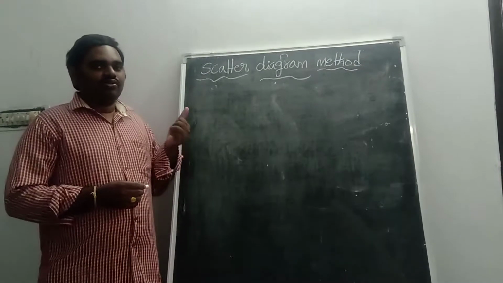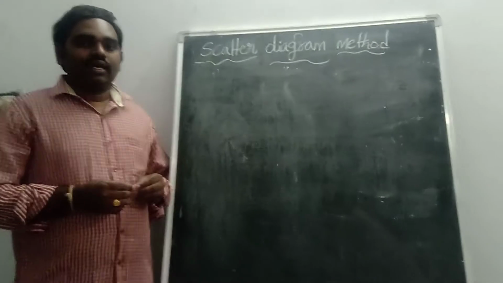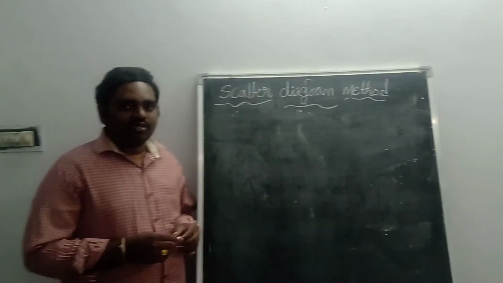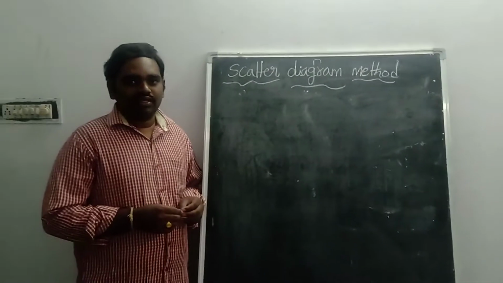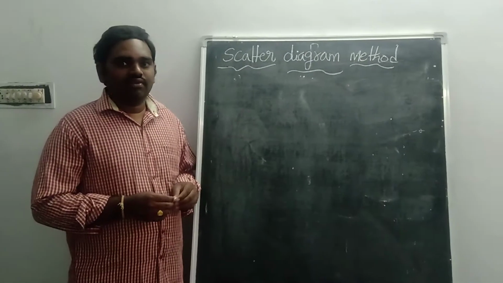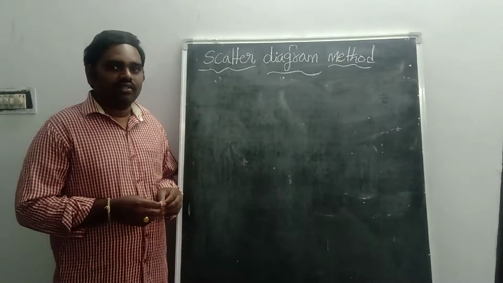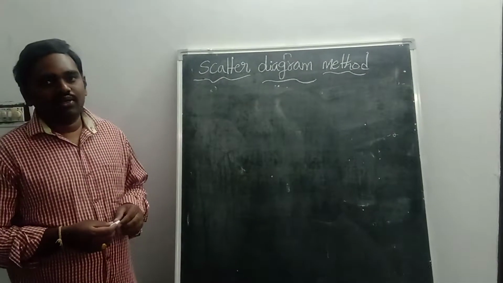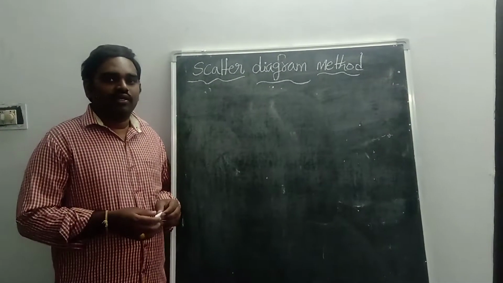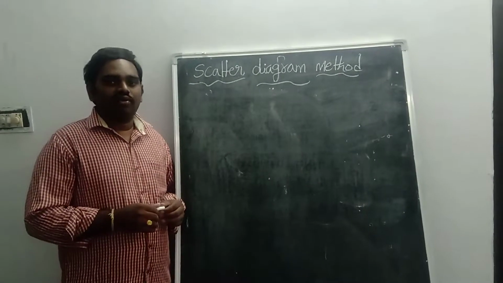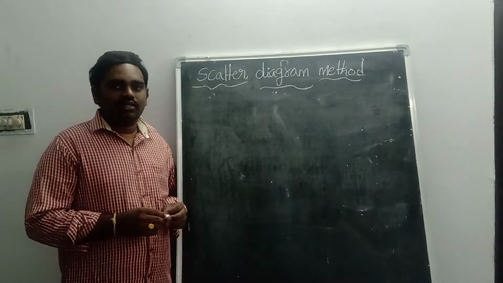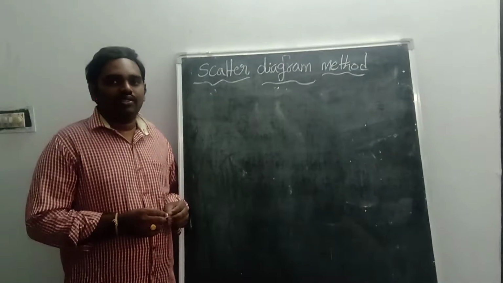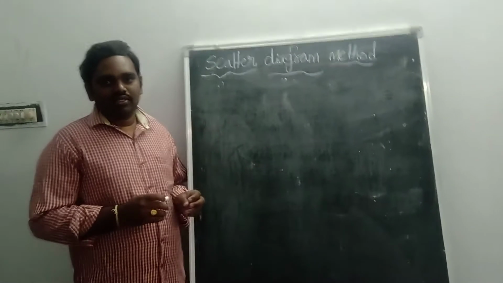Hello students, in this video I will explain the scatter diagram method. We already know the different types of correlation and the definition of correlation. Correlation means if the change in one variable affects the change in another variable, then the two variables are said to be correlated. The different types of correlation are positive correlation, negative correlation, perfect positive correlation, perfect negative correlation, and zero correlation. Now, how do we measure the correlation?